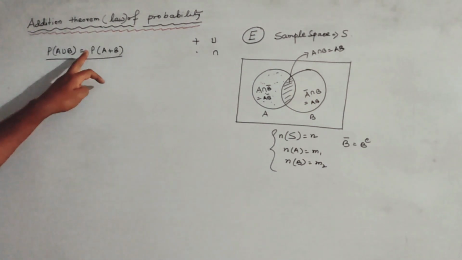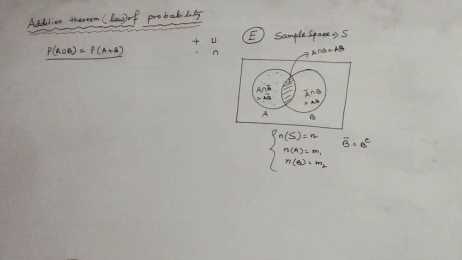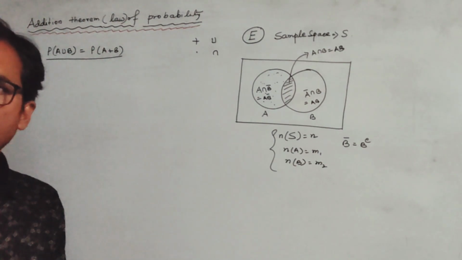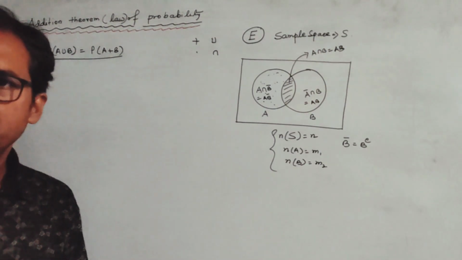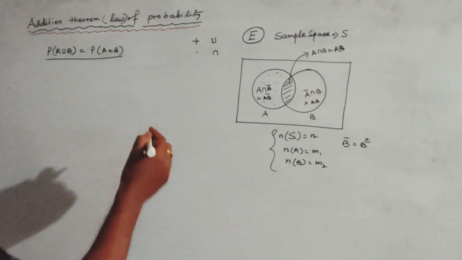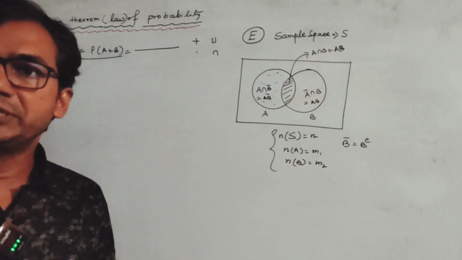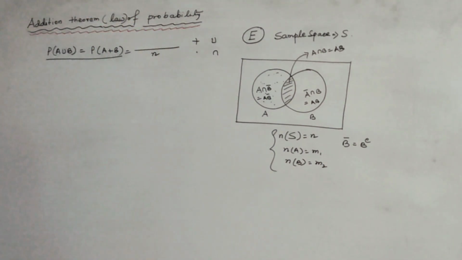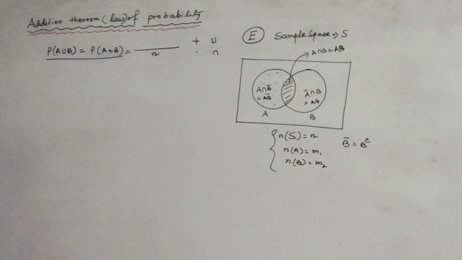Now we have to find the probability of A plus B. So we have to find the total number of favorable cases for the event A plus B and the total number of sample points. Then we find the probability from the classical definition. Here this is n, because the total number of sample points is n.